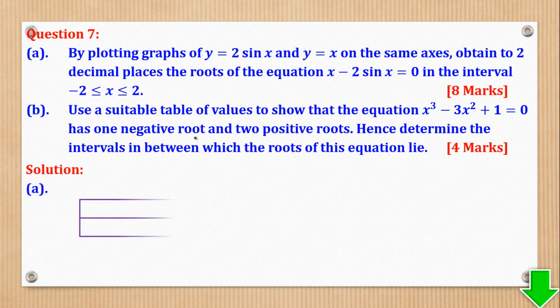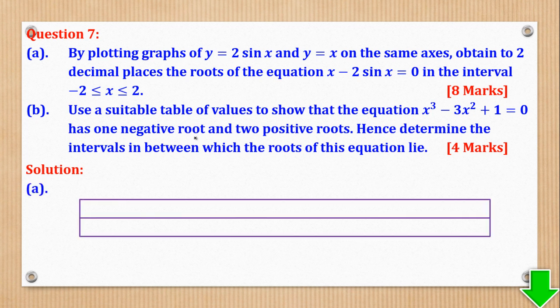So we need to tabulate the values to use. So we shall come and put, for x equal to negative 2, sine of negative 2 gives you negative 1.8. So now that there is a trigonometry, you are supposed to change your calculator to radians. If you don't, then the values will be a little weird.